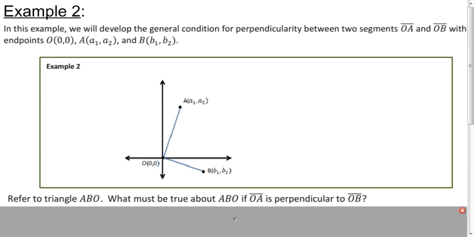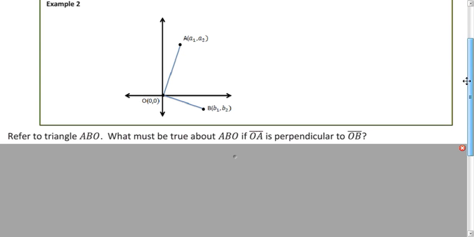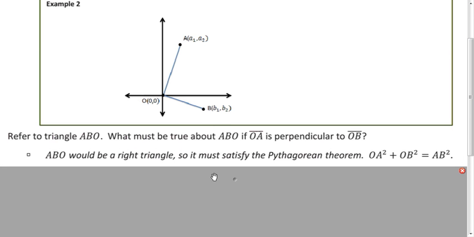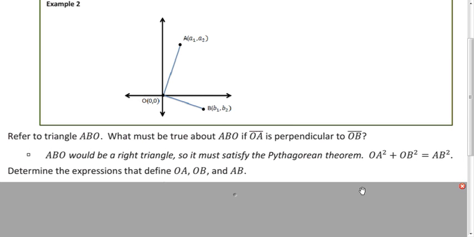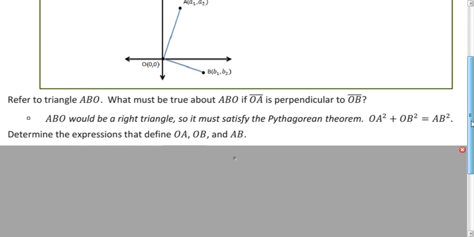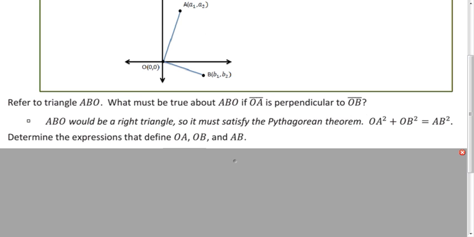So let's extend what we learned to any 2 points that we connect to the origin. So here we have point A with coordinates A1, A2, and point B with coordinates B1, B2. So we know about triangle ABO if these two segments are perpendicular to each other. It would have to be a right triangle, so it has to satisfy Pythagorean theorem. So what expressions can we write that define these three lengths? So OA, OB, and AB.